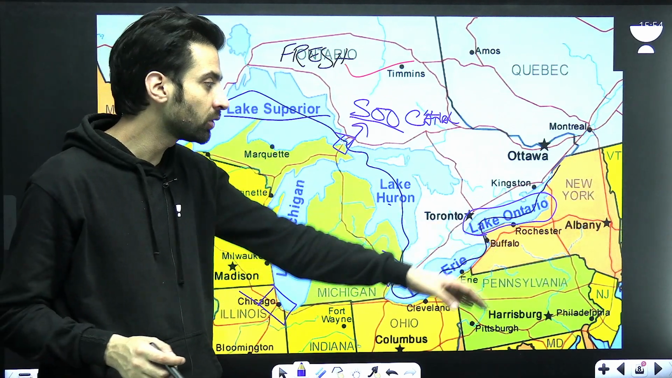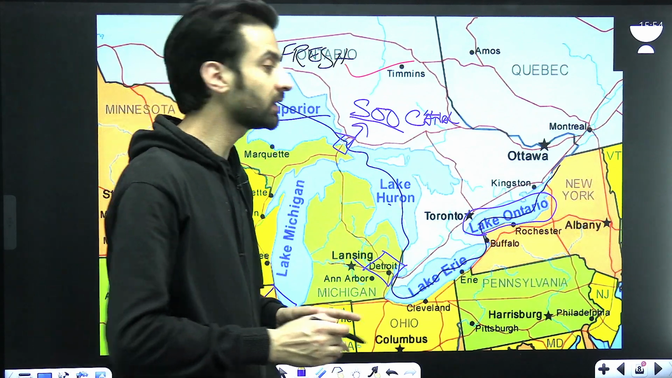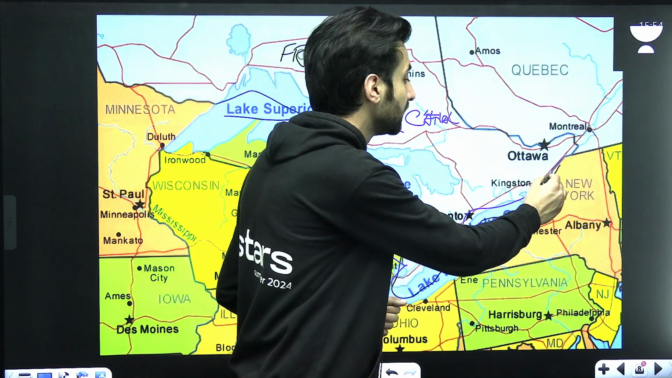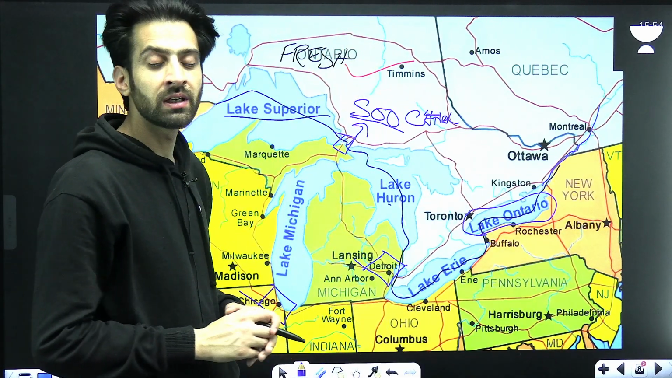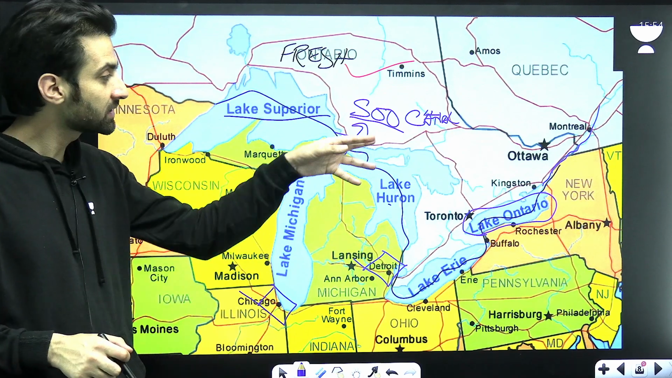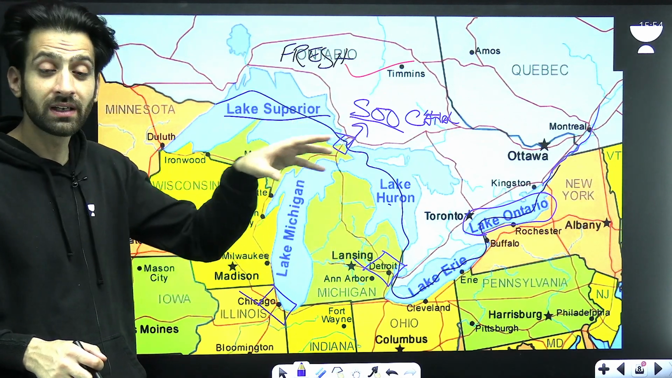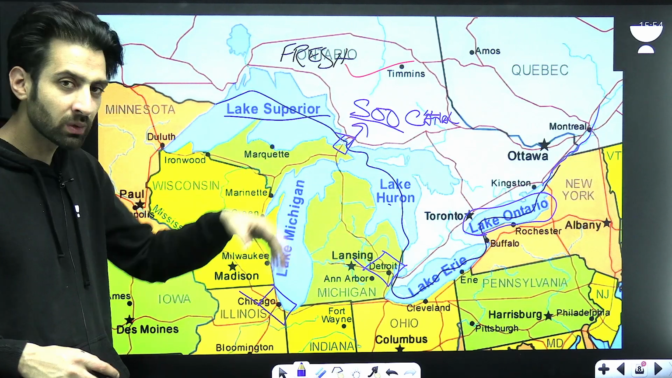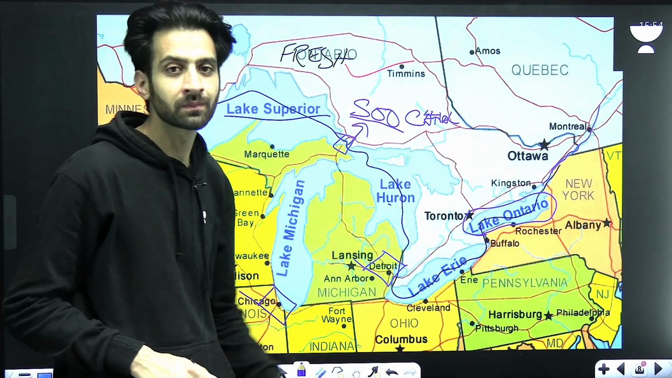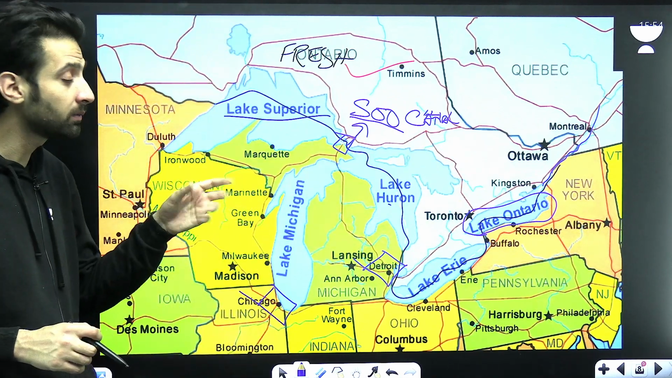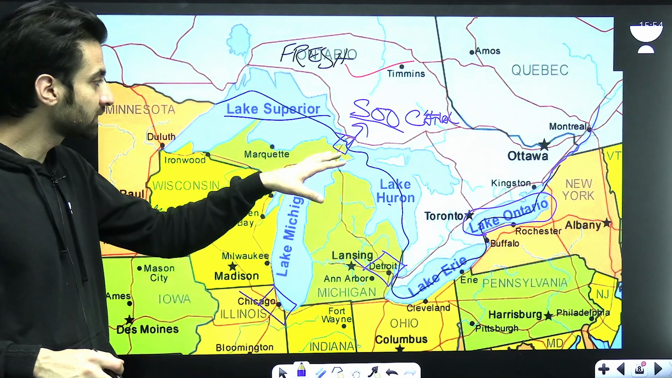And finally you have Lake Ontario. There is a very famous river that starts from here, that is St. Lawrence River. We learned about the Gulf of St. Lawrence in the previous class, and this river goes to that gulf, and this is one of the busiest rivers in this region as well. That is River St. Lawrence, starting from Lake Ontario. So these are the 5 lakes.